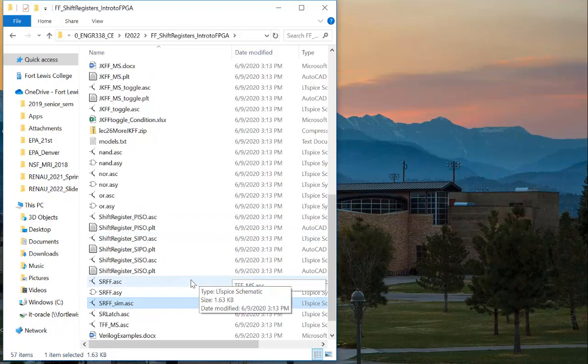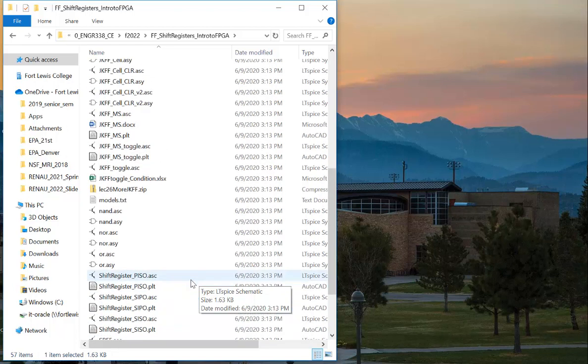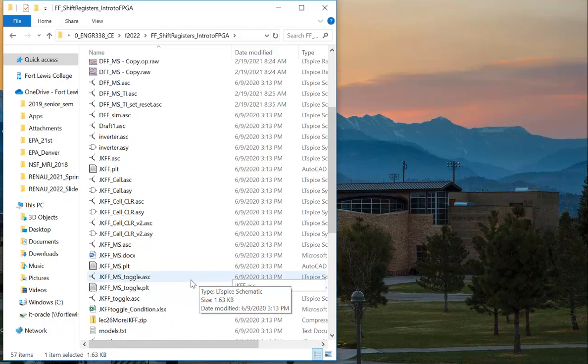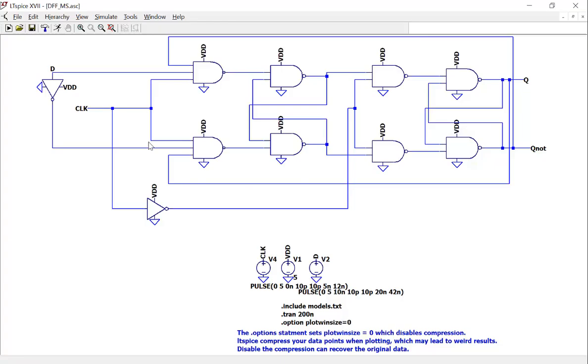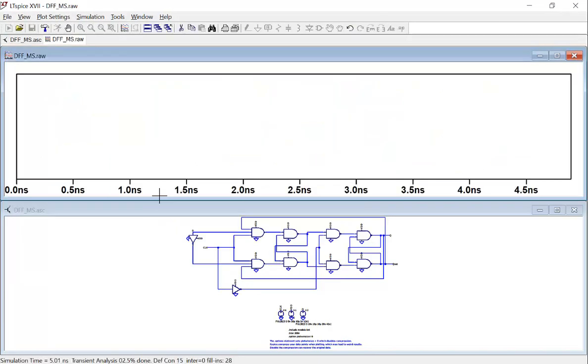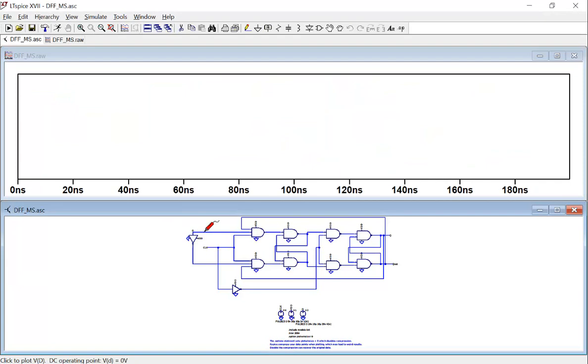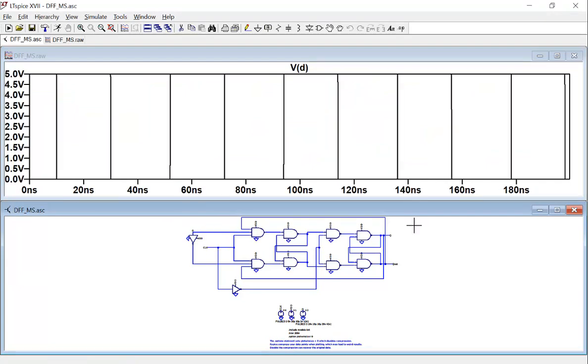And there's another one I drew on the paper in the last lecture. I think it's the master slave D flip flop. But the thing is, we cannot set and reset it. You'll see this structure in a lot of places. Now let's run it and see. It's easier because it only has one input.